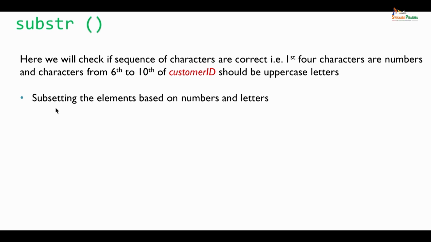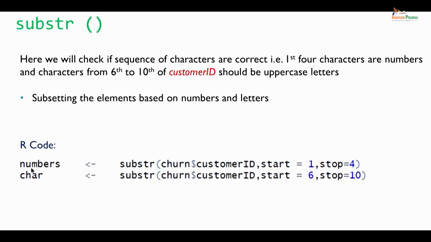So now we are going to subset the elements based on numbers and uppercase letters using the function called substr. Here I need to have 2 data frames, which have numbers separately and capital letters separately. So, I am going to use the function called substr. The first argument is x, that is nothing but customer ID from the data frame called churn, and start is equal to 1, that is I am starting from the first character of the customer ID, and since stop is equal to 4, I am stopping at the fourth character of the customer ID.